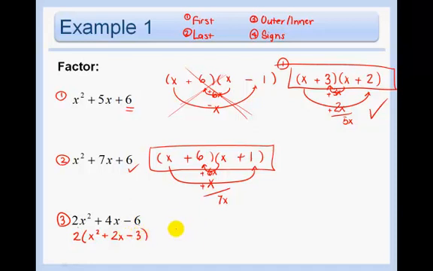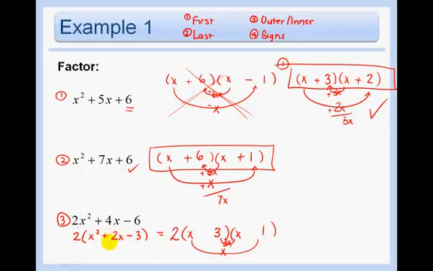And so now let's try and factor that guy. You just leave the 2 hanging out. You don't do anything with it. To get an x squared, you have an x and an x. To get a 3, you have a 3 and a 1. The outer is an x. The inner is a 3x.